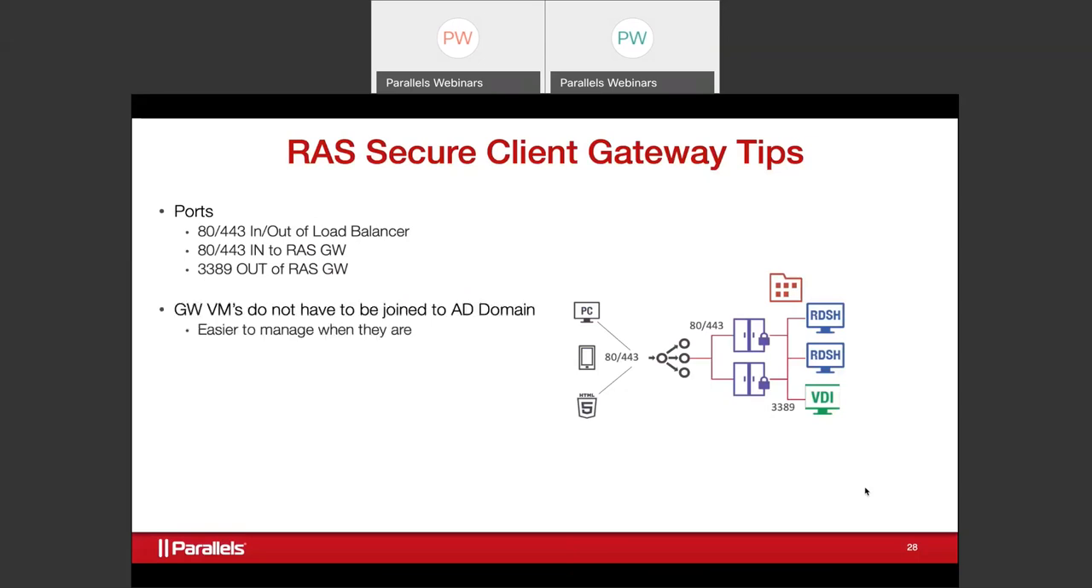Another piece that some people don't necessarily think about is that the gateway virtual machines do not have to be joined to Active Directory. They don't have to be. They can be. It's a heck of a lot easier to manage them when they are, right? Because you don't have to deal with permissions and so forth. But they don't have to be if you're worried about security. They also don't need direct access to the internet, right?